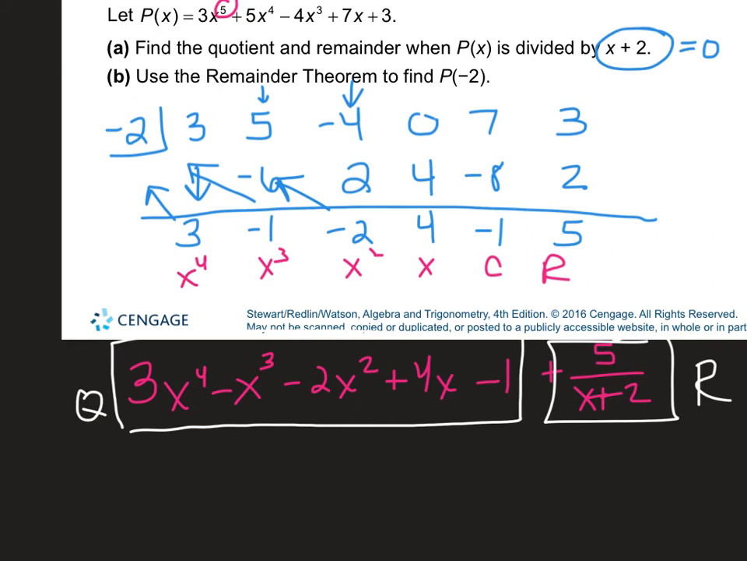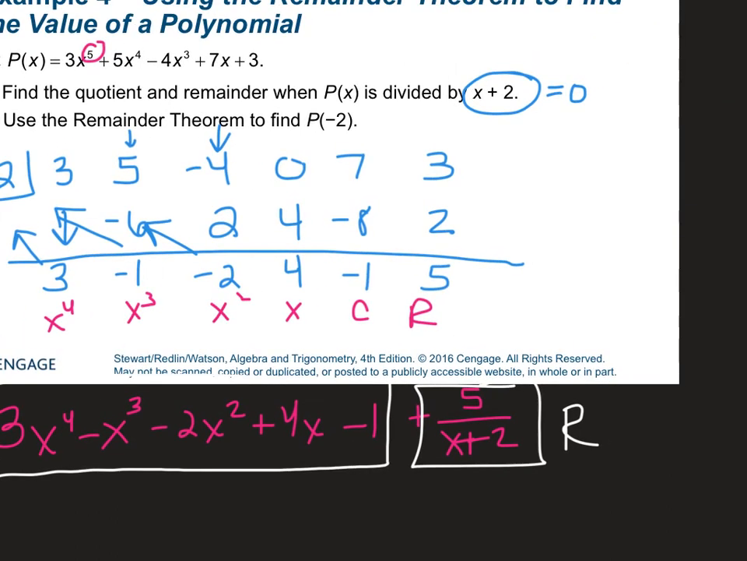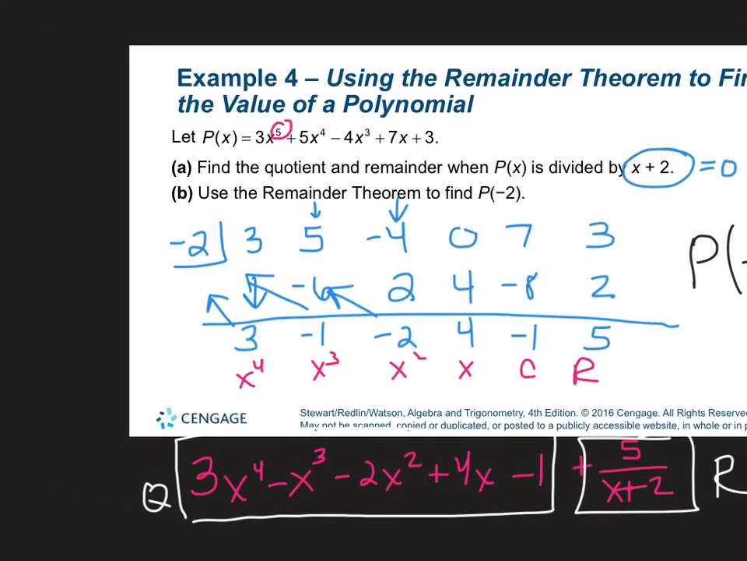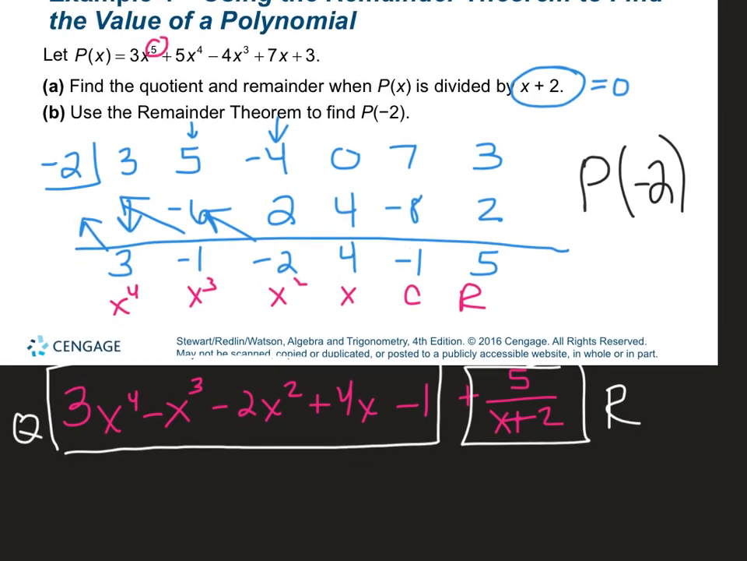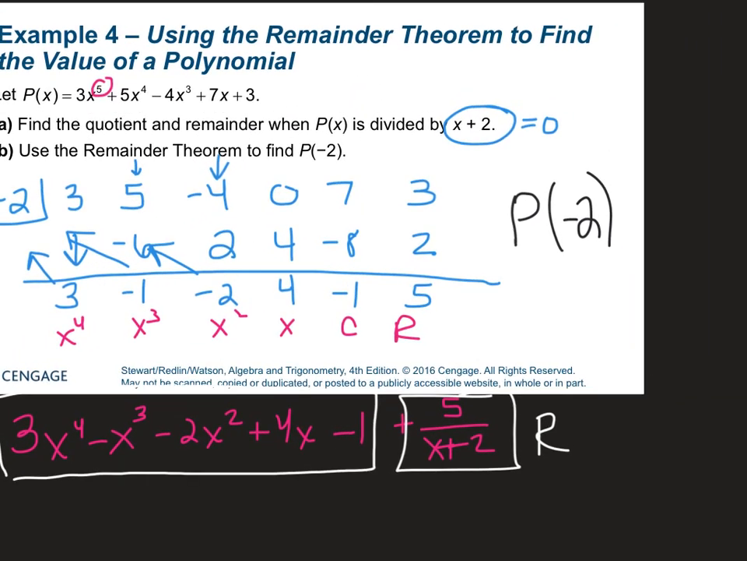Miss Meadows. What's up? Good question. For letter B, they're saying using the remainder theorem. When they say using the remainder theorem, what do you think the only thing they care about is? The remainder. So you would say, okay, P of -2. Well, we just used -2. We just did all this. What is the remainder when we did this? 5. So your answer would be P of -2 is 5.